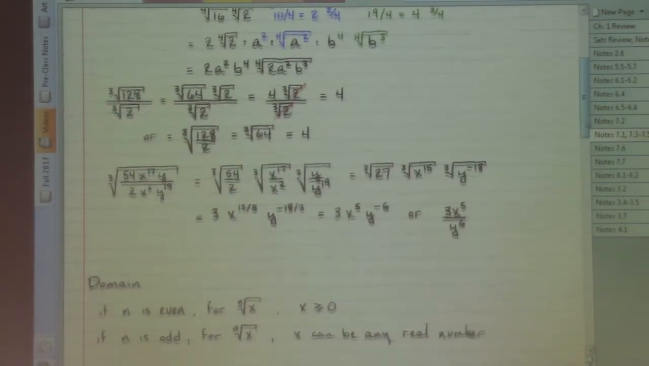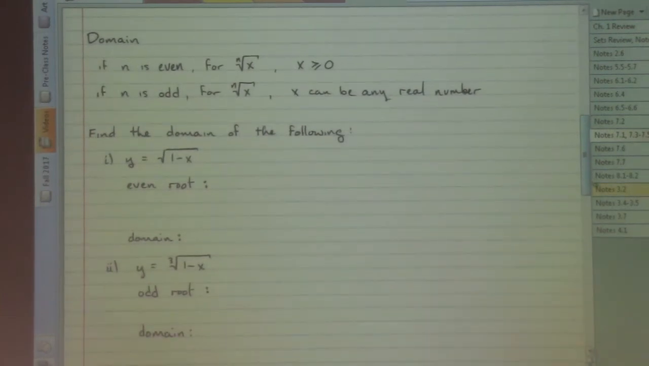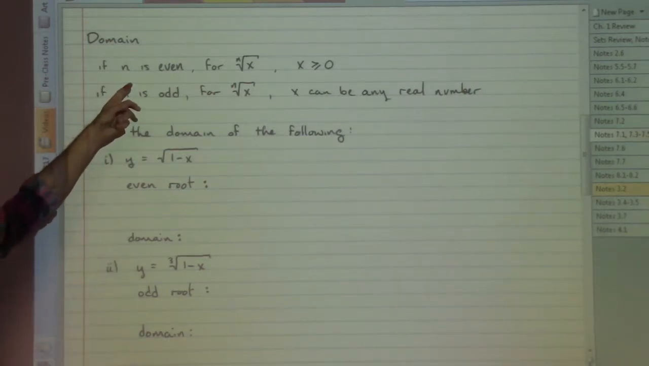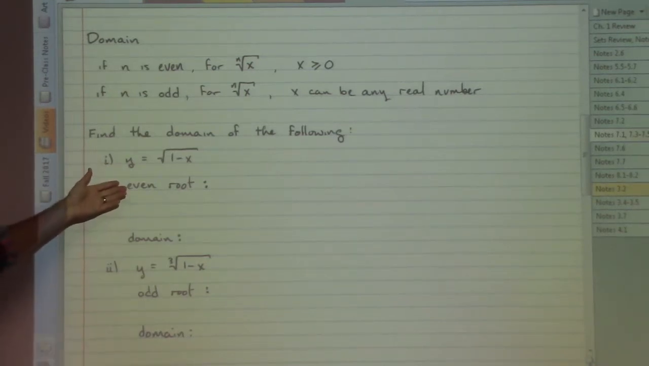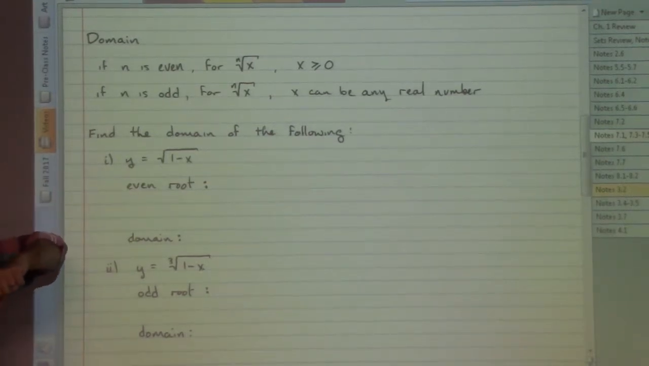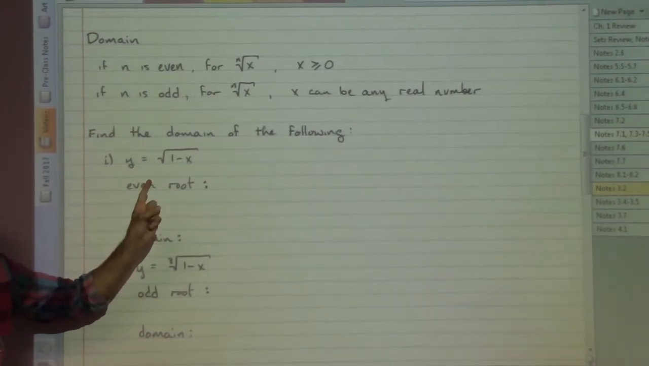We had the comments about domain, and just to emphasize those again, because it never can hurt. The domain, the numbers that we're allowed to plug in. Even roots are the ones that we've got to watch out for. Odd roots we don't have any issues with. So when we look at this next example here, we want to find the domain. We've got a square root that's showing up here. Square root, aka the second root, that's even.